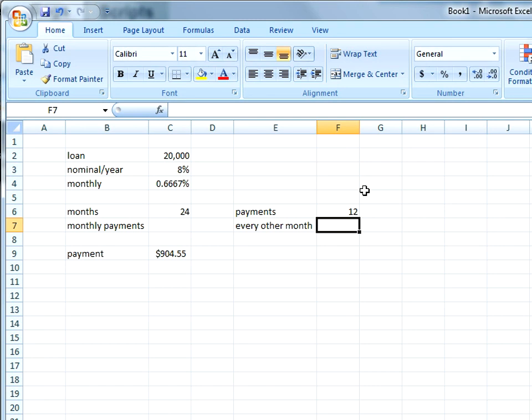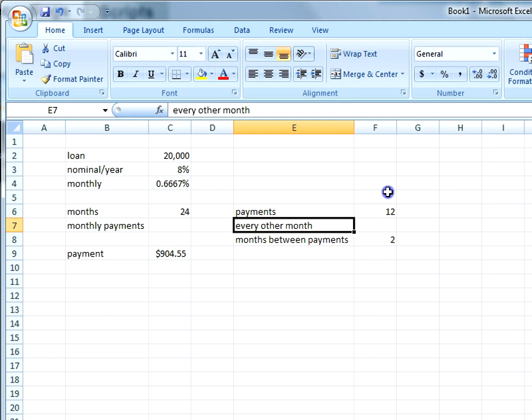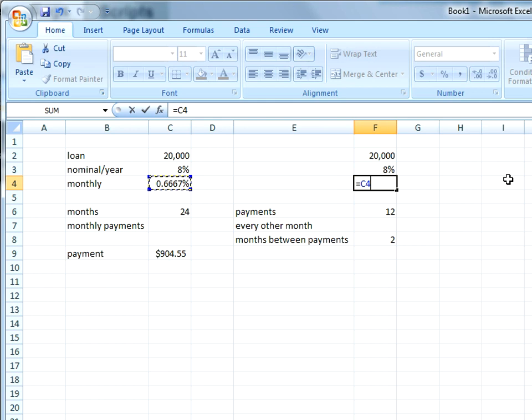Payments every other month means the months between payments is 2. So the loan is still $20,000, the nominal rate is still 8%, and the monthly rate is still that number there. But now we need to compute the effective interest rate.